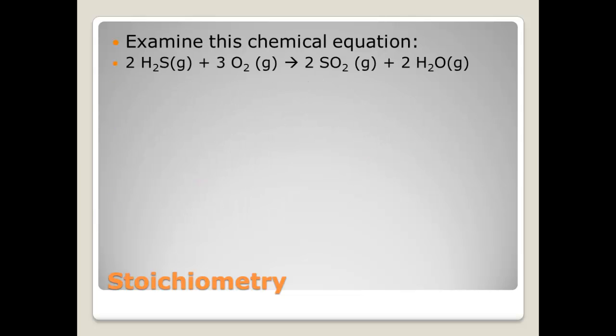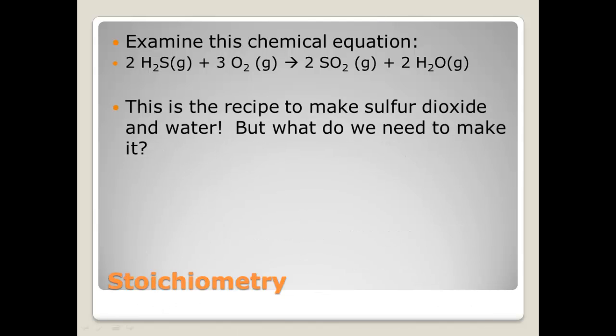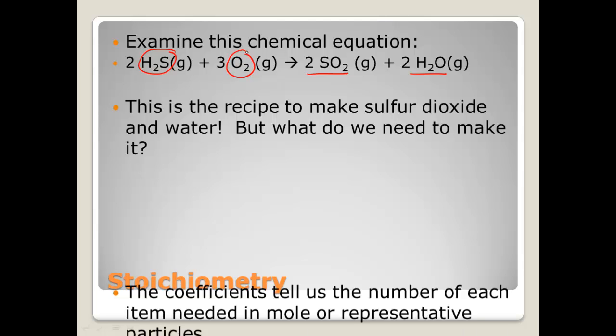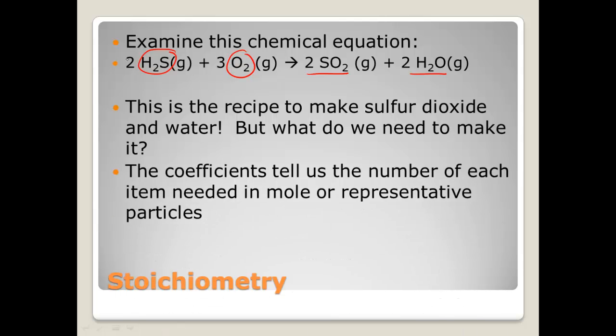So we're going to look at this particular equation. It's a chemical equation that involves hydrogen sulfide reacting with oxygen to form sulfur dioxide and water. So this is a recipe to tell us to make sulfur dioxide and water. That's it. But what do we need in order to make it? Well, we need hydrogen sulfide and oxygen in order to make it. That's the key. The coefficients here, 2 and 3, tell us how much we need of each and how much we will make. These coefficients can be represented in moles or representative particles.